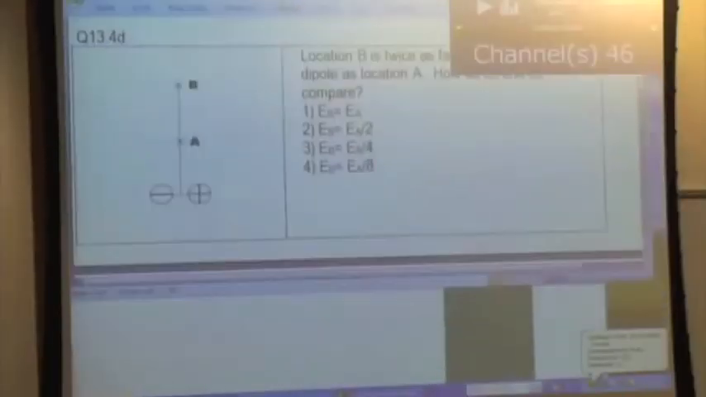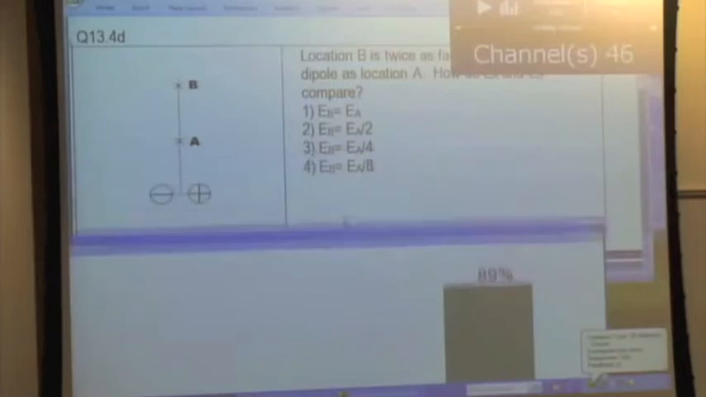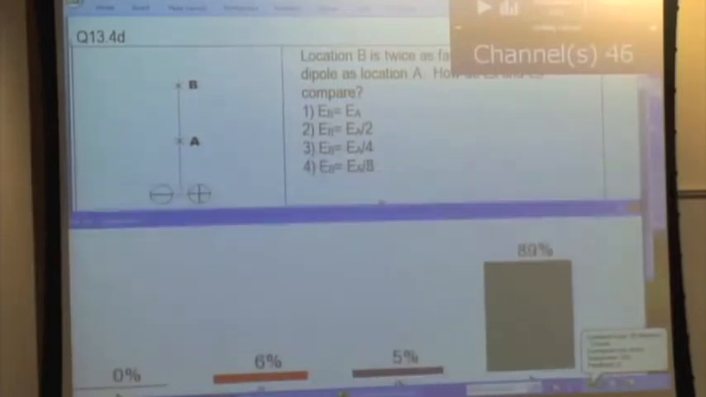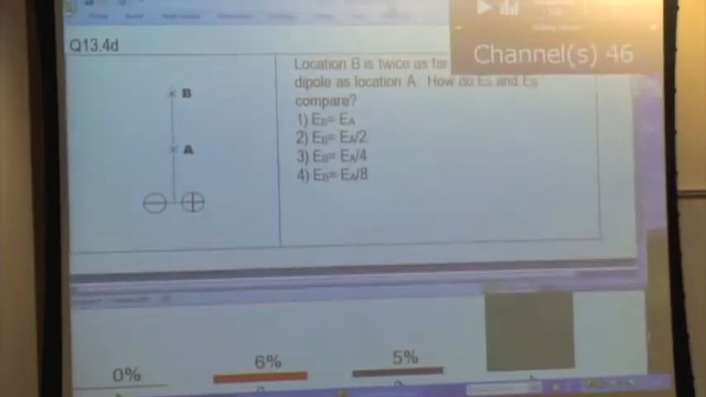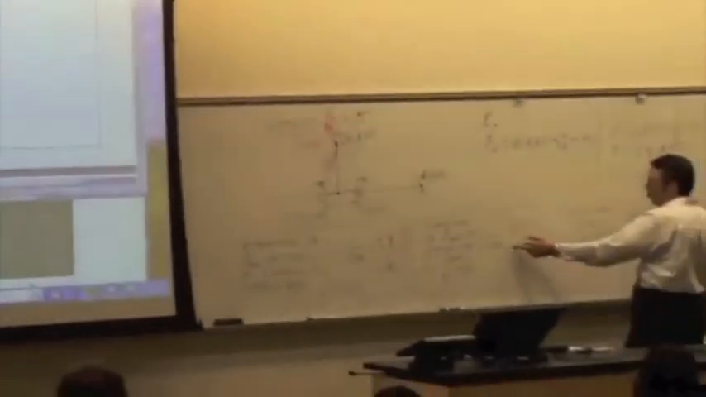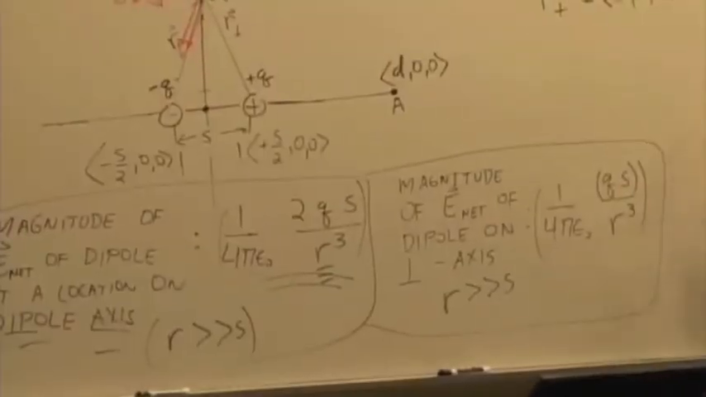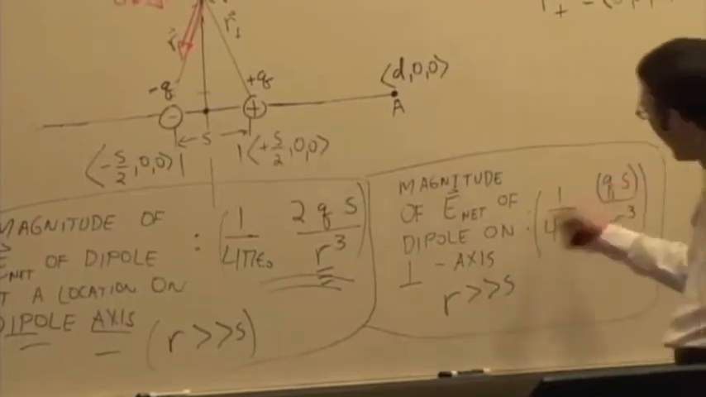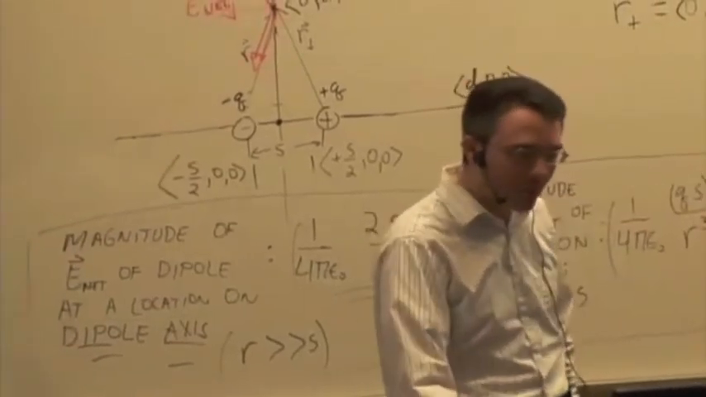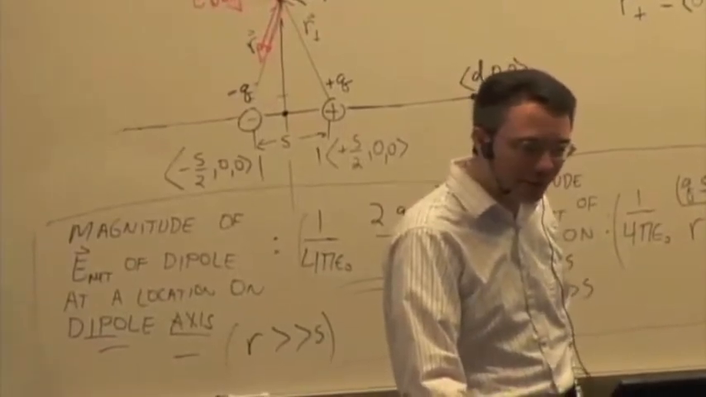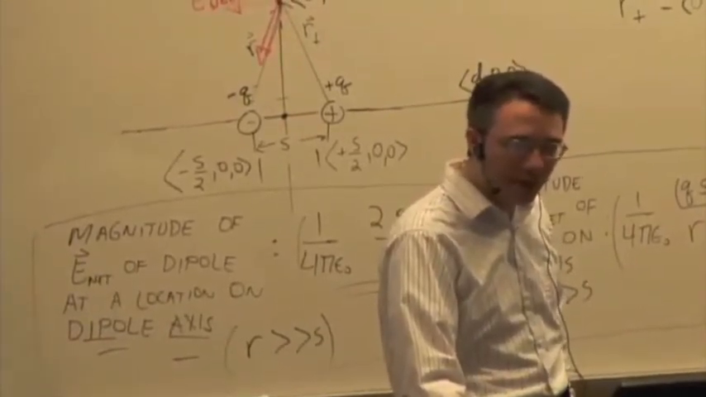The distance dependence is 1 over the distance cubed for a dipole, provided you're far enough away from the charges. So if you double the distance, just think about plugging into the formula here. If you plug in 2r, 2r to the third gives you 2 to the third, a factor of 8, so you're dividing by a factor of 8, right? The electric field at B is 1/8 of the electric field at A, okay? So almost everybody got that.